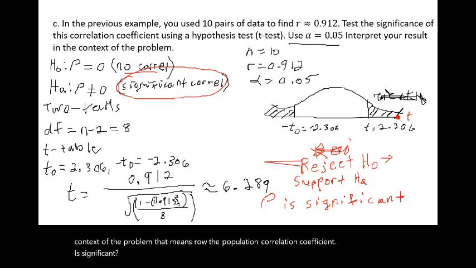So what that means in the context of this problem is that there is enough evidence to conclude that there is a significant linear correlation between a country's GDP and a country's CO2 emissions.